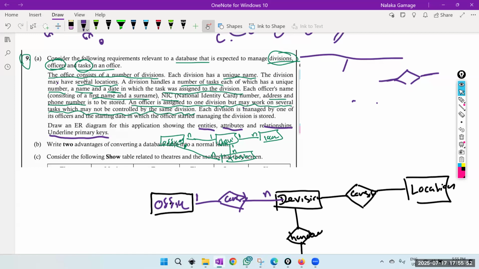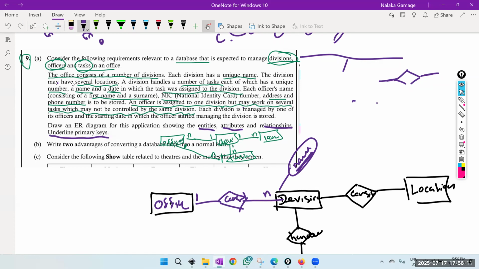So let's write: the office consists of a number of divisions. Each division has a unique name. Name is unique, it says. So therefore, I'll say name is unique. Maybe name is our primary key or identifier.